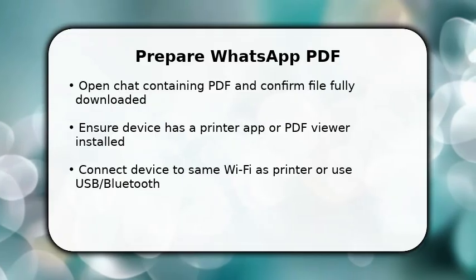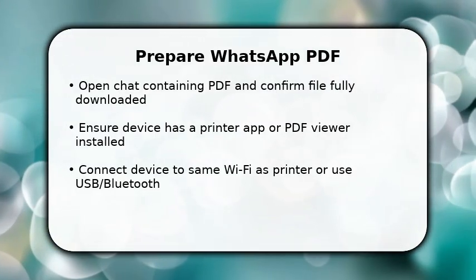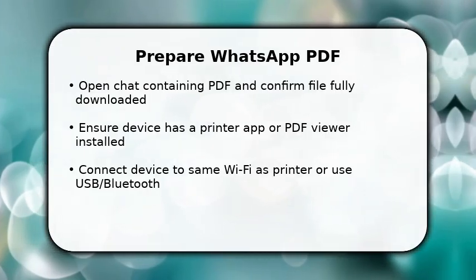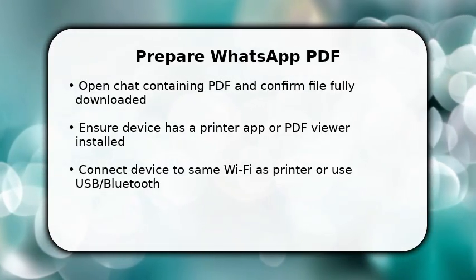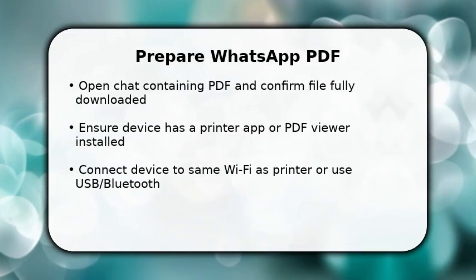You start by opening the WhatsApp chat with the PDF and make sure the file is fully downloaded. This prevents corrupt sends. Next, check that your phone has a printer app or a PDF viewer that supports printing. This is why you avoid delays later.